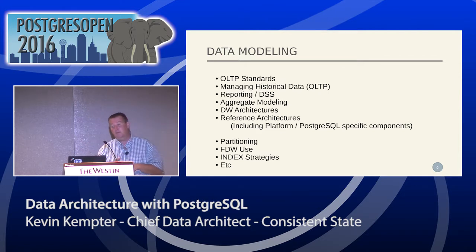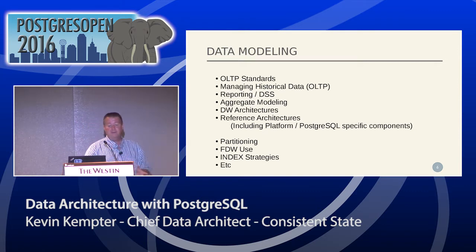Hand in hand with that, we'll be managing historical data. There's half a dozen decent ways of handling historical data in the model in an OLTP scenario, and we need to probably pick one and maybe a fallback if there's certain use cases where that one doesn't apply. Reporting and DSS modeling, aggregate modeling, and how we're going to feed those aggregate structures. All of those components will eventually be modeled in reference architectures.